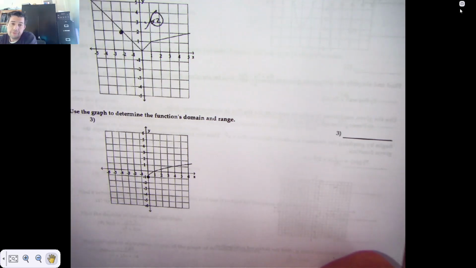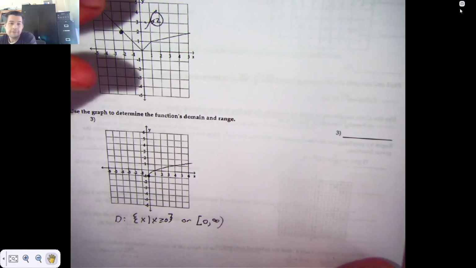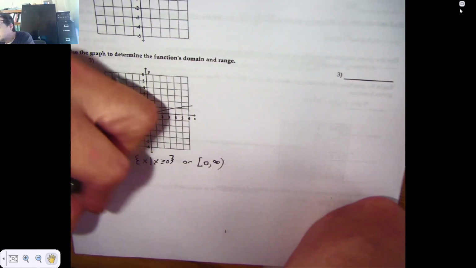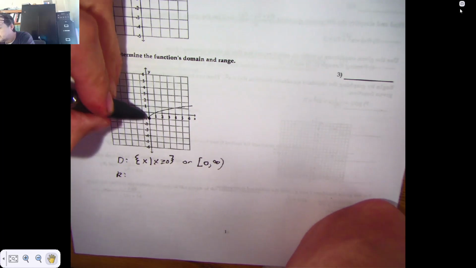Use a graph to determine the function's domain and range. I'm not sure how they'll do this because your challenge exam is supposed to be multiple choice, but talk about the domain. It looks like the domain is from 0 to infinity. They might use set builder, all values of x such that x is greater than or equal to 0, or they might use interval notation, 0 to infinity, bracket on the 0. Your range, it looks to me like we're at negative 1 and we go up forever.